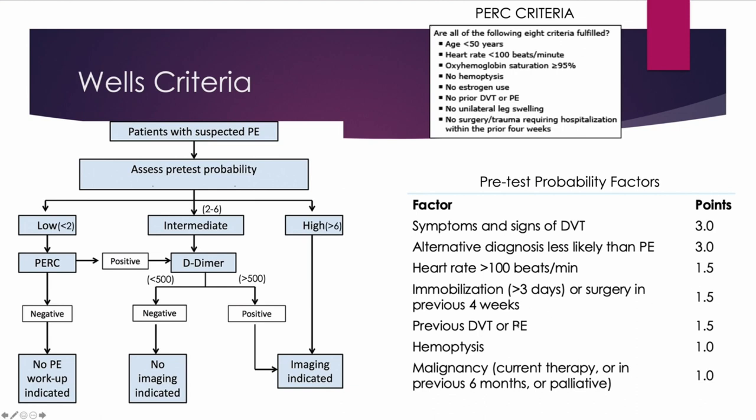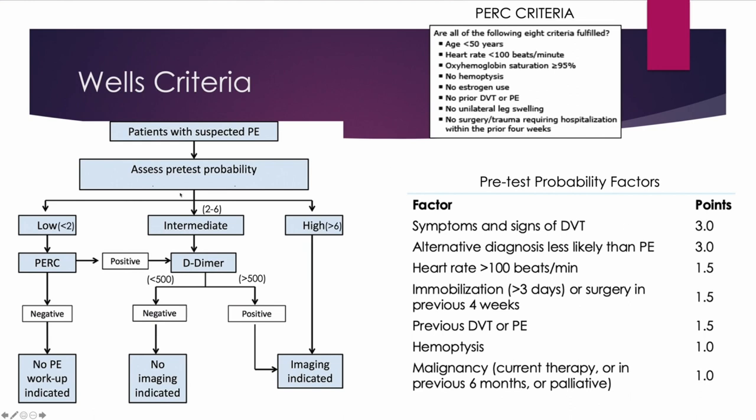Next off, has the patient ever had a previous DVT or PE? If so, another 1.5 points. Does the patient report hemoptysis, or did you see hemoptysis as they presented? That's another point. And last but not least, malignancy. So that's either current malignancy within the past 6 months, or if they're on palliative care for a malignant condition. That is 1 point.